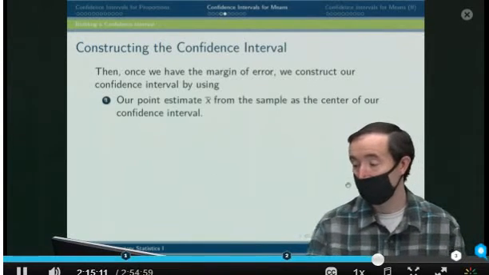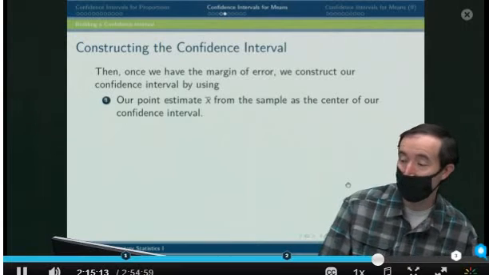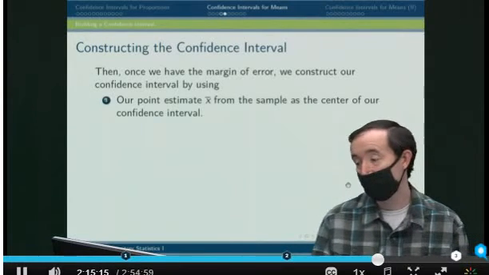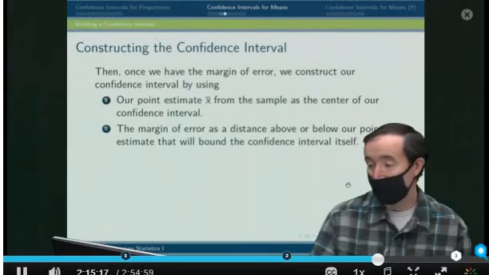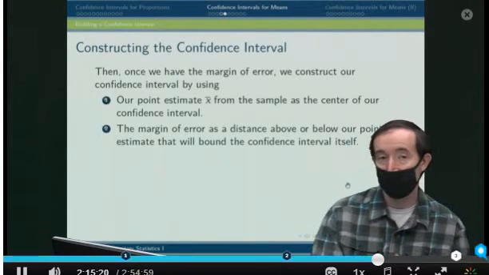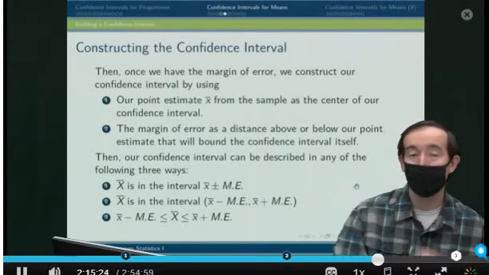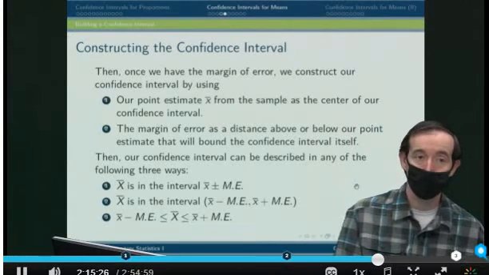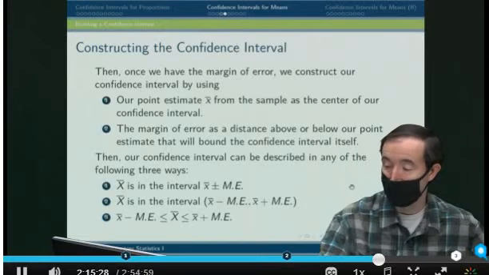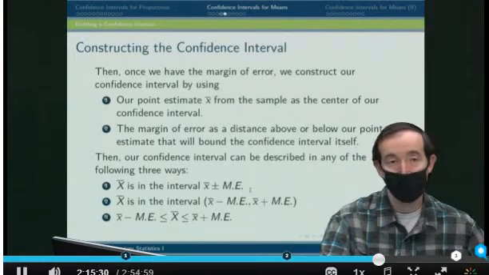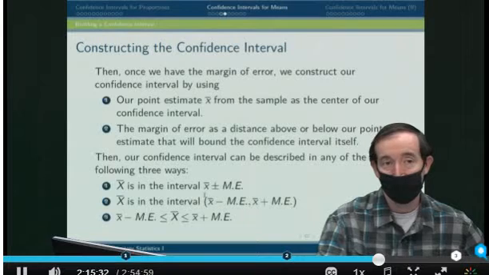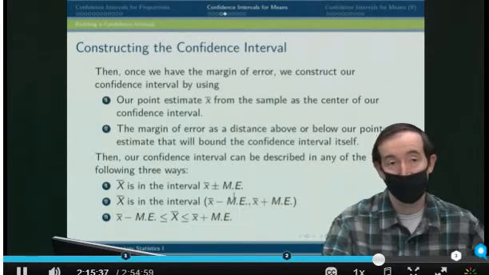Here's the formula. Now, use your point estimate, x bar, as the center. You add the margin of error above it and subtract the margin of error below it to find the two endpoints, and then you can write it in any of those three forms. Okay, so this is the point estimate plus or minus margin of error form. I take my sample mean and I add or subtract whatever the calculated margin of error happens to be.